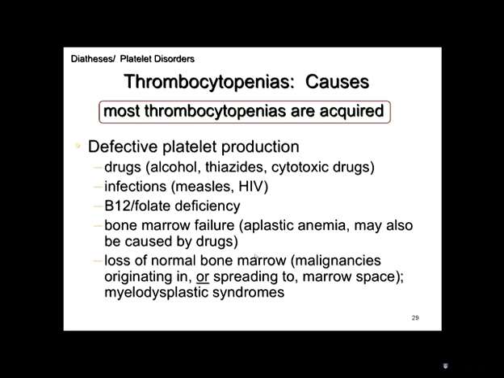Now, the vast majority of these have to do with something that happened with the patient. It's not a congenital problem, so it's an acquired problem. And drugs are an extremely common cause of these problems. Alcohol is one, thiazides is another, and cytotoxic drugs is another one. Infections, of which measles and HIV tend to be referred to fairly frequently. EBV, infectious mono, also comes with increased bleeding.